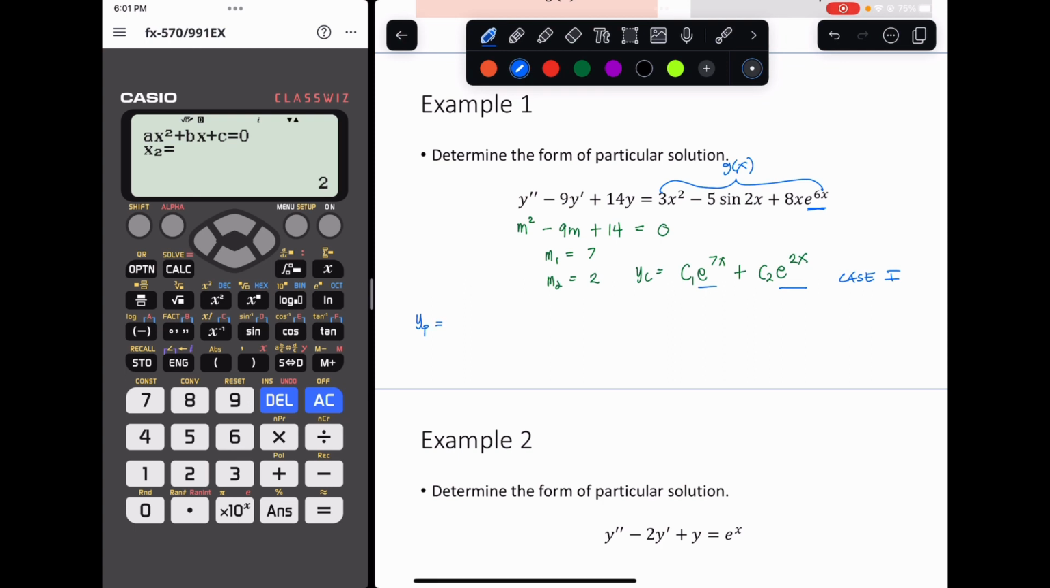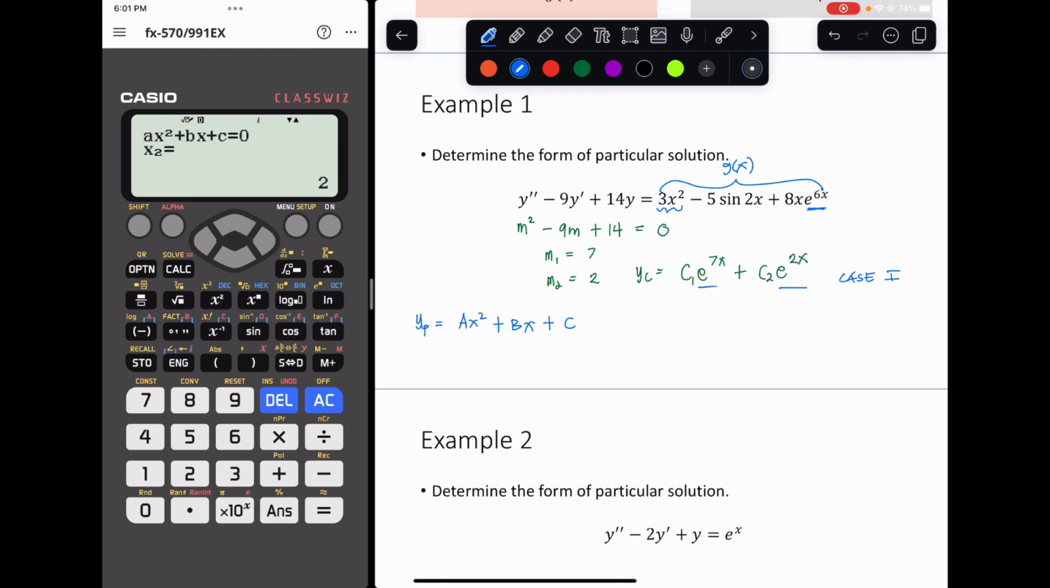There are three terms involved here. The first term is 3x squared. In this case, since this is x squared, the highest exponent is 2. So we write from x squared: that is a x squared plus bx and then plus c. So that is for 3x squared.